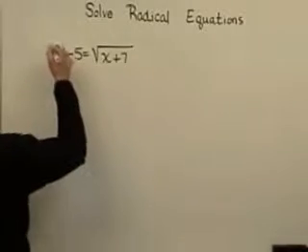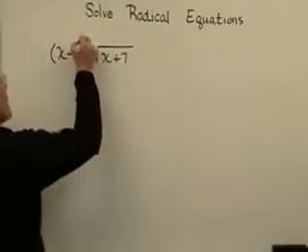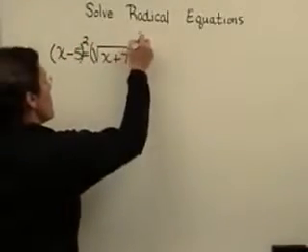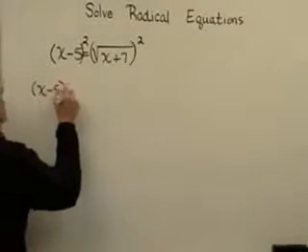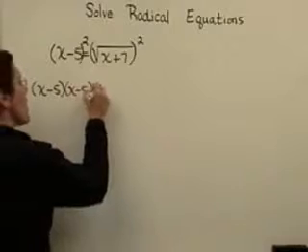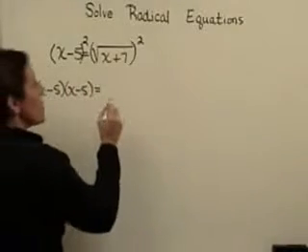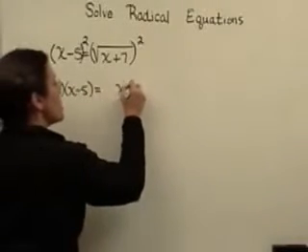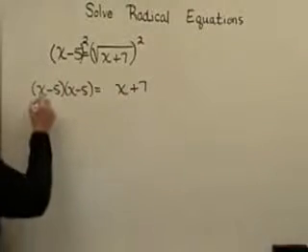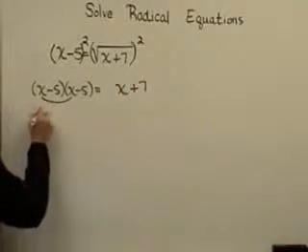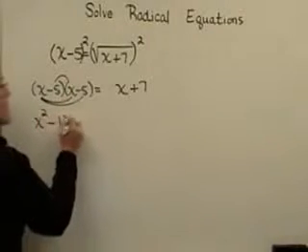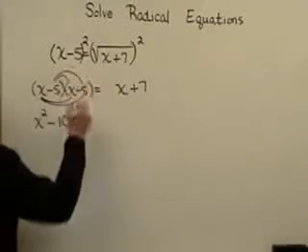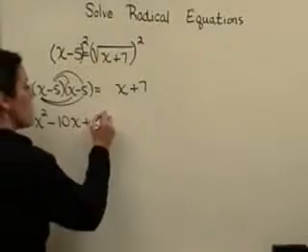Let's square both sides first, because on the right-hand side, I have a square root symbol. And so I'm going to be asked to take this x minus 5 times x minus 5 on the left. The square root of x plus 7 squared is just x plus 7. When I FOIL this, I'll have x squared minus 5x minus another 5x is a minus 10x, and a minus 5 times a minus 5 is a positive 25.